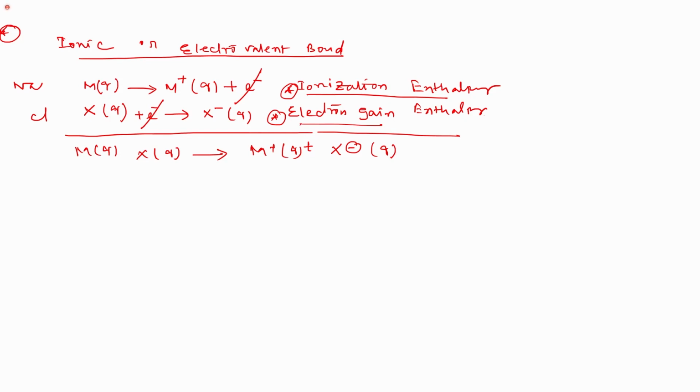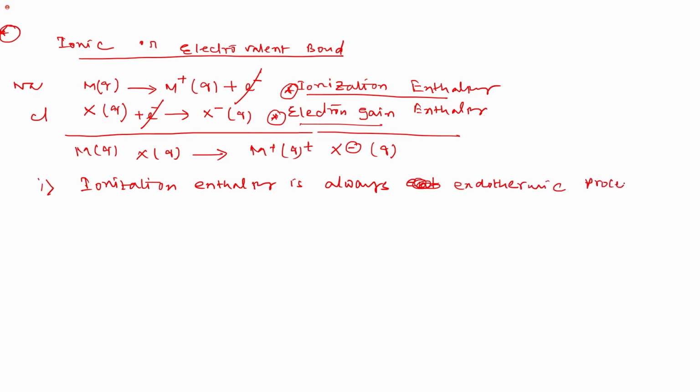So for the ionic bond, or the electrovalent bond, the first statement is that ionization enthalpy is always endothermic, that means it will be a positive, endothermic process. We have to give some amount of energy to release this electron from the metal center. That is called the ionization enthalpy. So that's why it is an endothermic process.